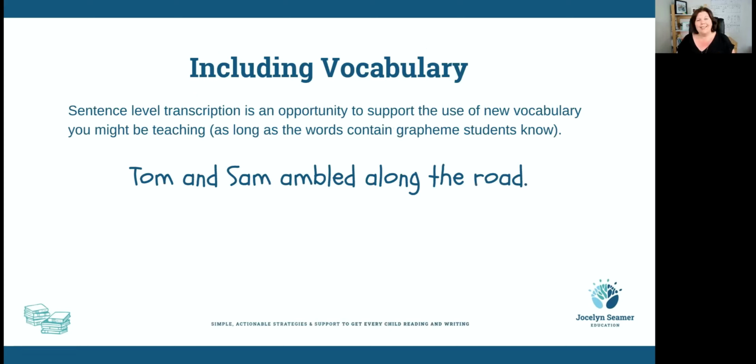In our decodable sentence work, our sentence level transcription, we can support the learning of new vocabulary. So say you've been working on different words for how we move, and you may have explored the word ambled. You could include that. Tom and Sam ambled along the road. But make sure in the transcription that the words contain the graphemes and irregular high frequency words the students know. Now, the older the students get, when you're getting up into the end of year 1 and into year 2, you do not have to be as tight on this as you do in the foundation year and that sort of roughly first half of year 1.